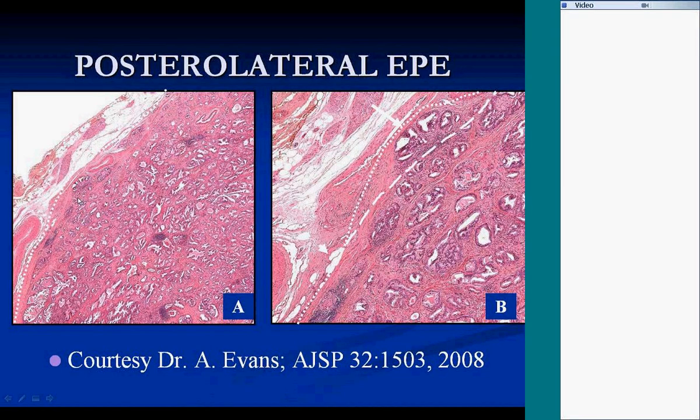Here's a nice image courtesy of Andy Evans, again showing the dotted line marking the outer aspect of the prostate, and at higher power you can see the fat cells. And here is a protrusion, a bulge of cancer cells outside, so this represents cancer that's gone into the fat.